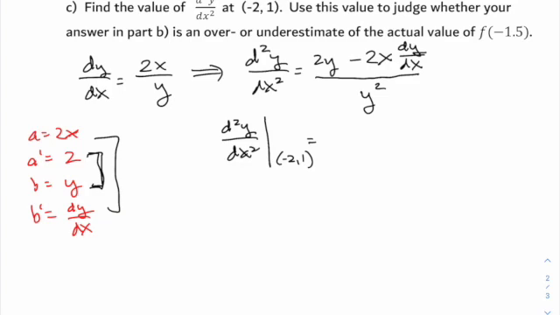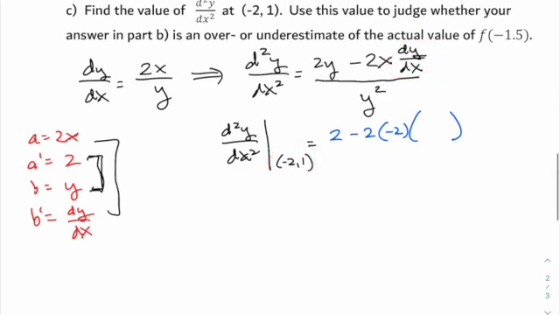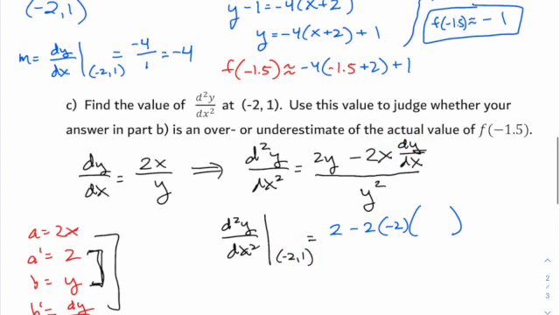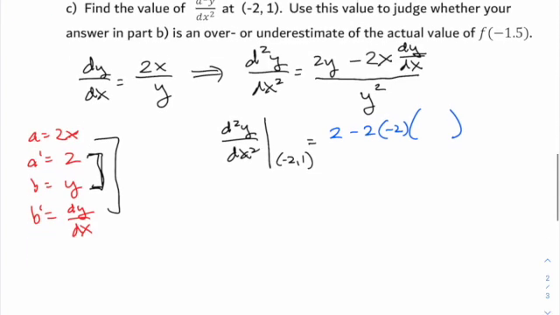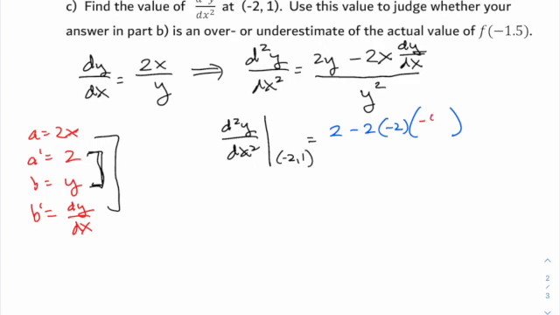So 2 goes in for y, minus 2 times x is negative 2. And now dy/dx, if you haven't replaced dy/dx with its equation, you need to get the value of dy/dx at this same point, which if you've stayed organized, we already did in part B, and that's negative 4. Otherwise, you just go get it again. It doesn't take super long here, but that value of dy/dx is negative 4 at this point, (-2, 1).